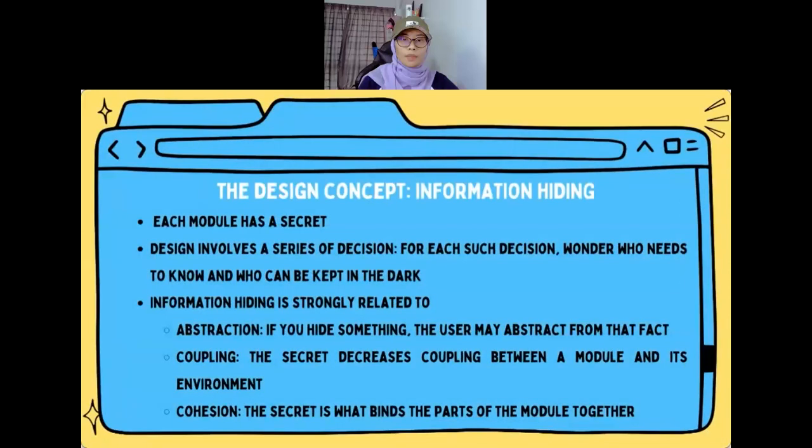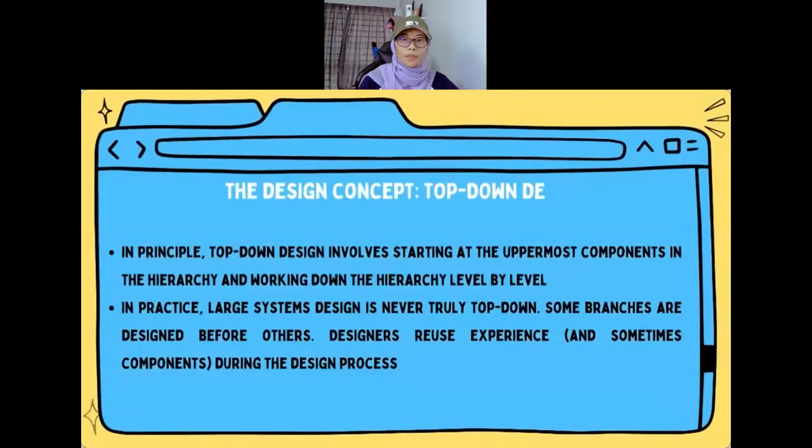Information hiding. Each module has a secret. Design involves a series of decisions. For each such decision, wonder who needs to know and who can be kept in the dark. Information hiding is strongly related to abstraction. If you hide something, the user may abstract from the fact. Coupling: the secret decreases coupling between a module and its environment. Cohesion: the secret is what binds the parts of the module together.